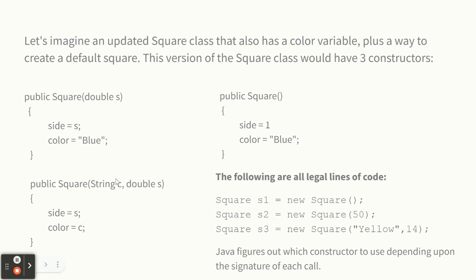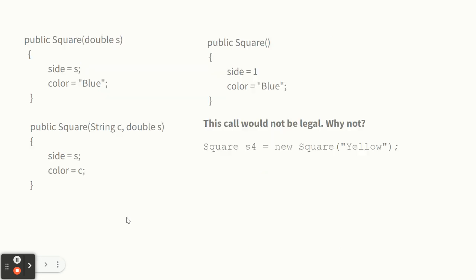I want to be clear, this one-sided blue square and the one with the color, this wasn't in the class that we've already worked with, but I'm saying if we had a color variable, we could have these different parameters. And Java figures out which one to use depending on what you write here. Here's 3 squares. I say new square with nothing in it, it's going to call the one with nothing in it. New square with just a number, it's going to call the one with the number. And new square with a color followed by a number, it calls that one.